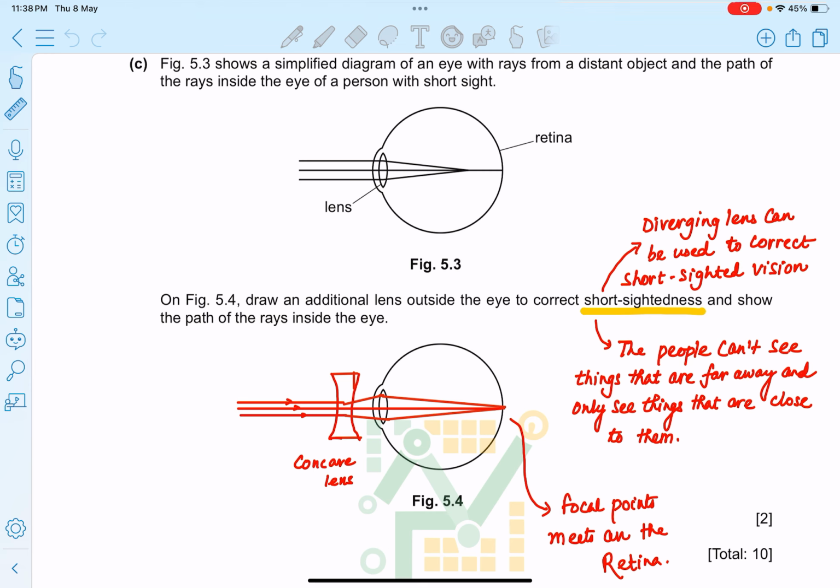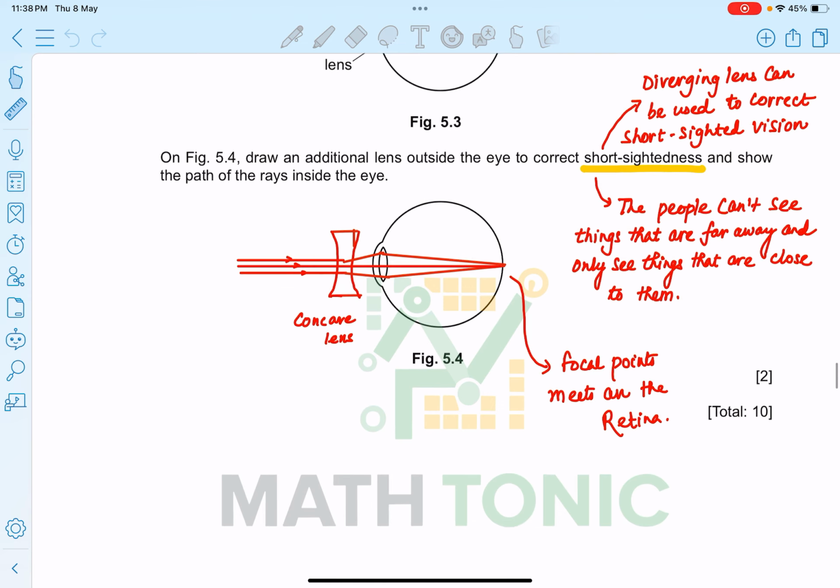Okay, listen, short sightedness means what? Diverging lens. Remember, when you have short sightedness, you have to use a diverging lens, or we can say concave lens, to correct the short sighted vision. If the question sometimes asks what is short sightedness: people who can't see things that are far away, and only see things close to them, that is known as short sightedness, right?